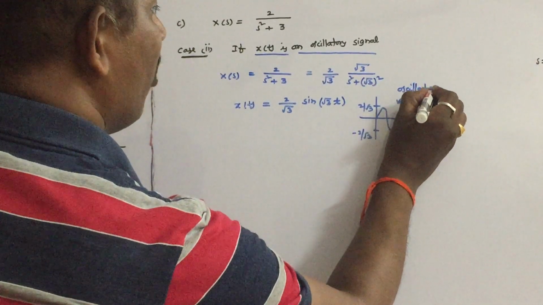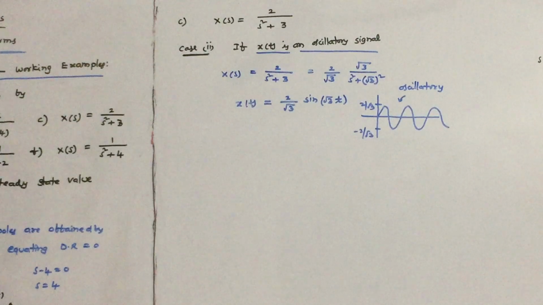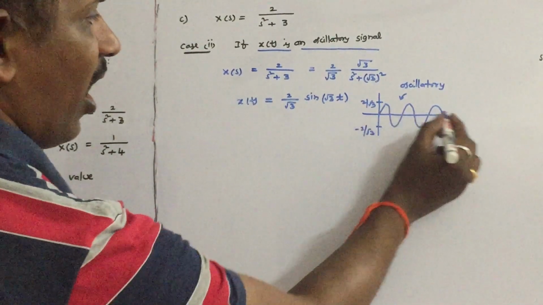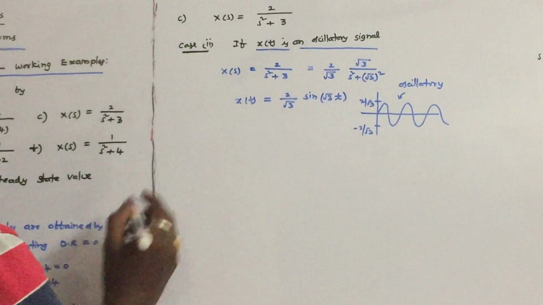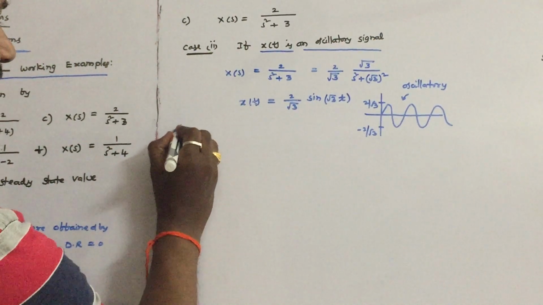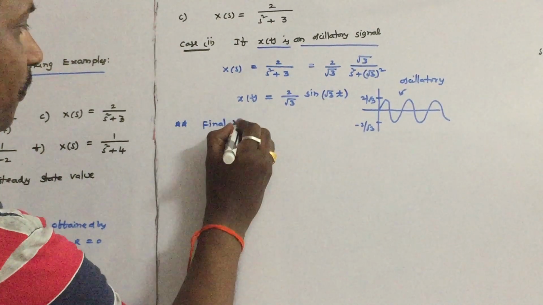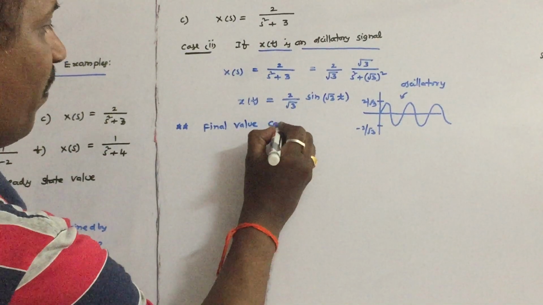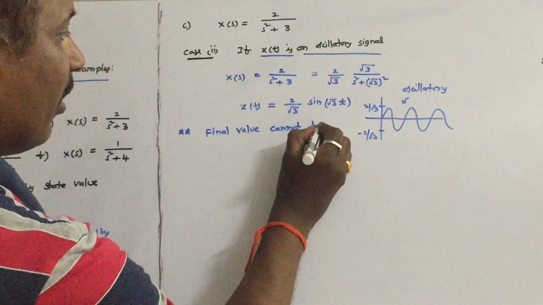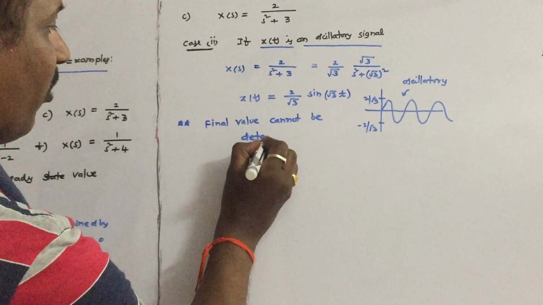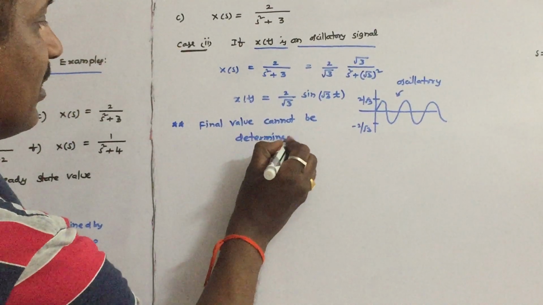This is the second case you have to remember, oscillatory signal. So therefore you cannot determine the final value. So that is what you have to write. The very important point is the final value cannot be determined. So you have to carefully check these two special cases.